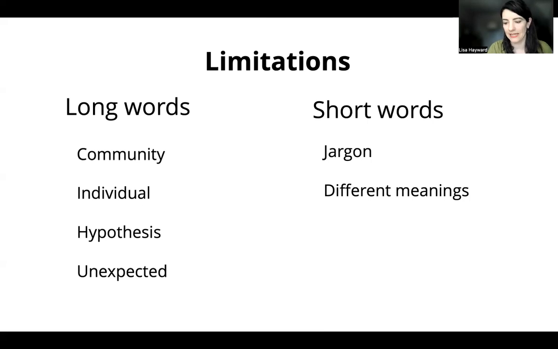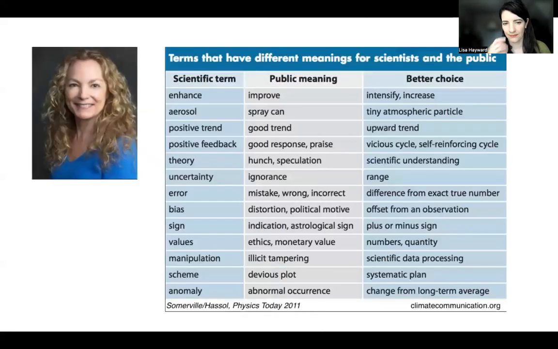And then different meanings. I'm not going to spend too long on this, but some small words have different meanings for a general audience than they do for someone in your discipline. Sign, it could be an indication, an astrological sign, but you might want to say a plus or minus sign for your general audience. Bias is a distortion or a political motive, whereas the scientist might say an offset from an observation. These are just things to think about. This comes from Susan Joy Hassel. Again.